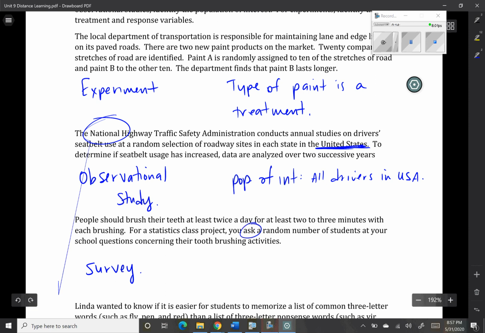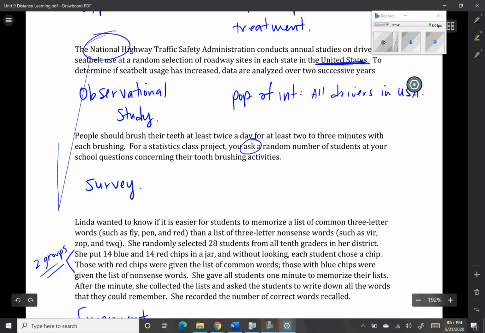The next one is a survey. I know that this is a survey because of that word that I circled right there. Ask.